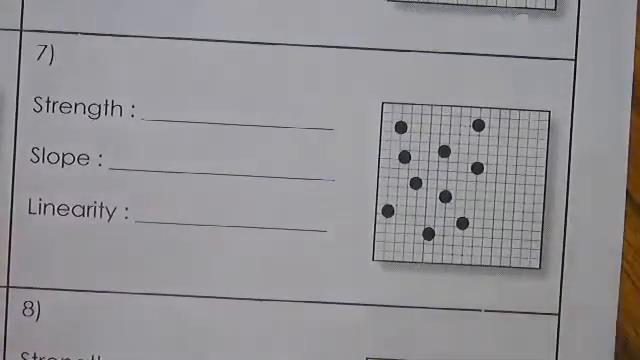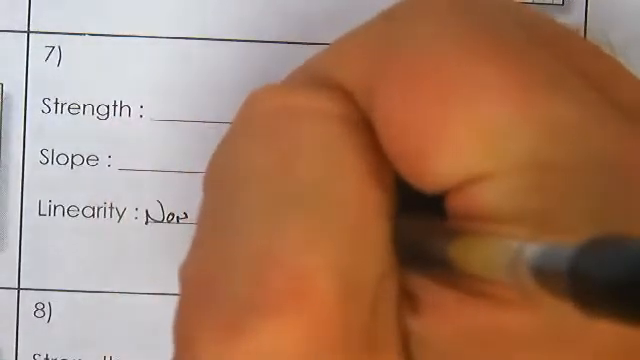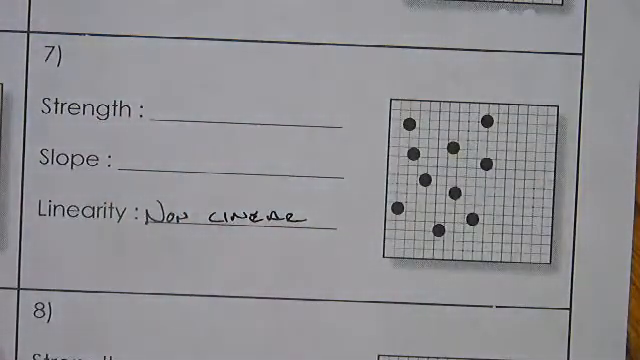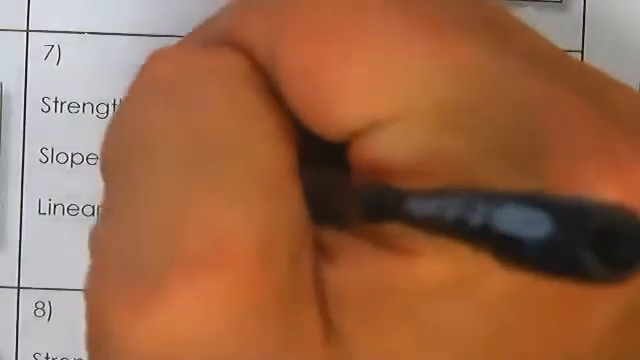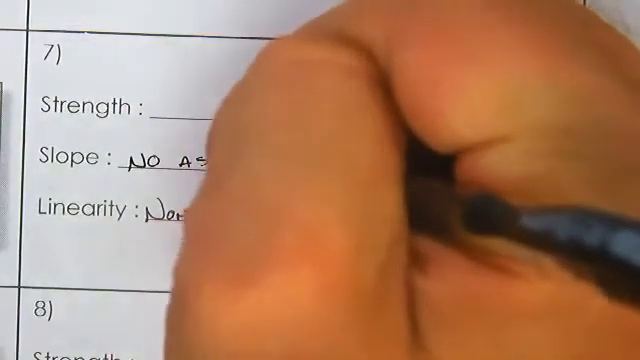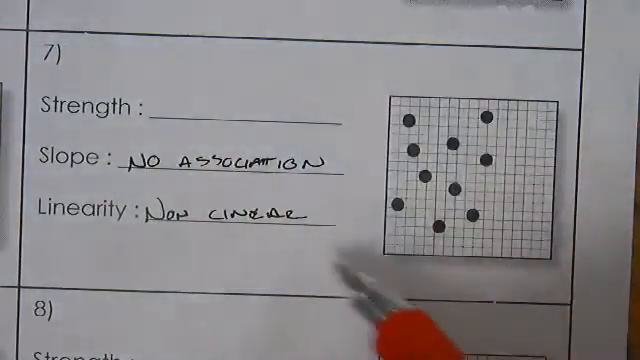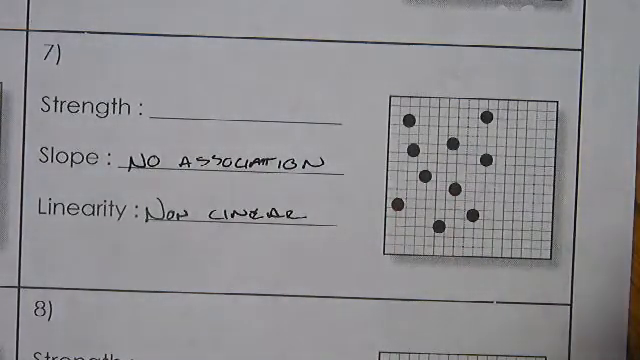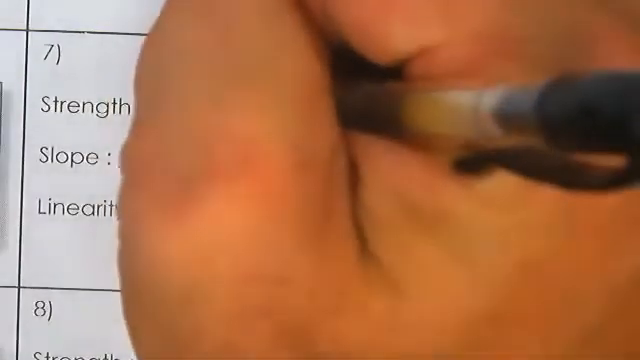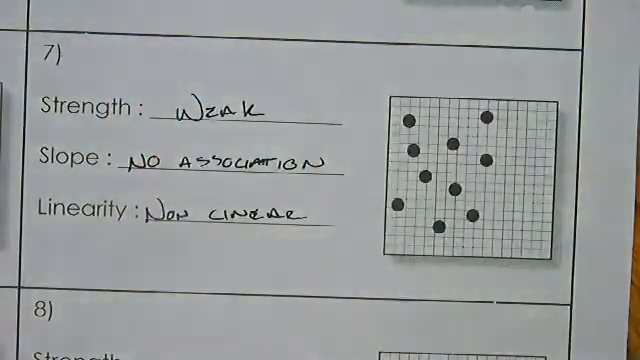Take number 7 for instance. So number 7 here, we've got just kind of scattered dots on the path. The first thing, is it linear? Well, no, not at all. Let's say non-linear relationship. Is it going to have any defined slope? No, there is no association between one or the other. We don't know what they're tracking, but again, whatever it is, there's no defined pattern here. There's no trend. And so the strength, this would be a very weak relationship.